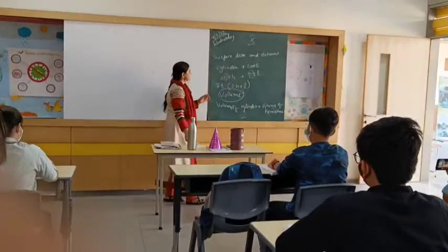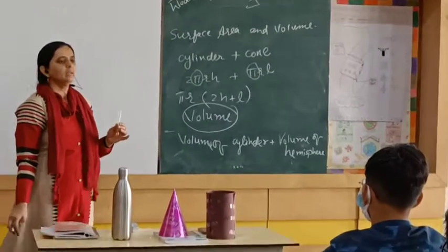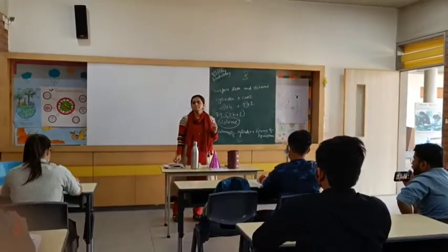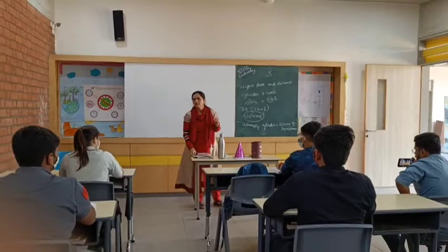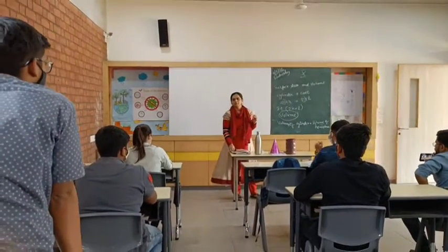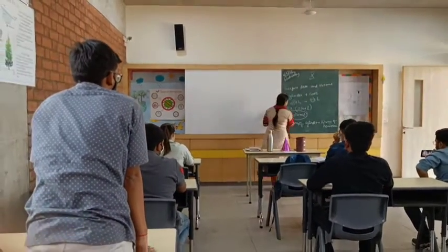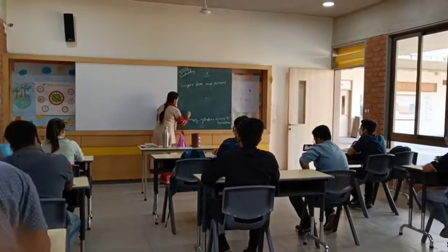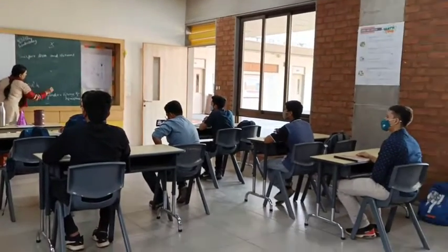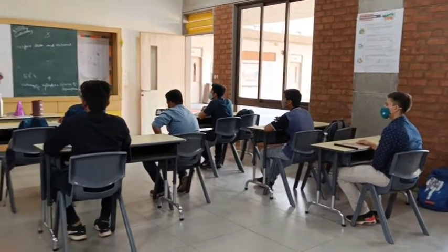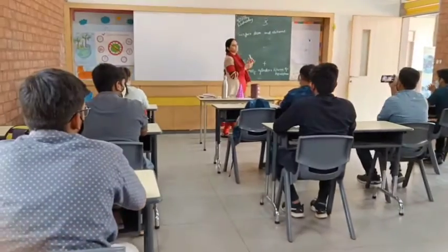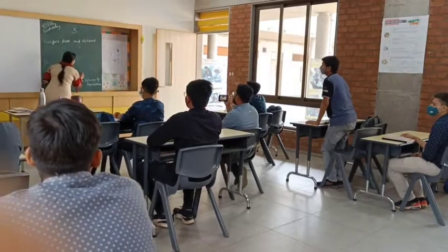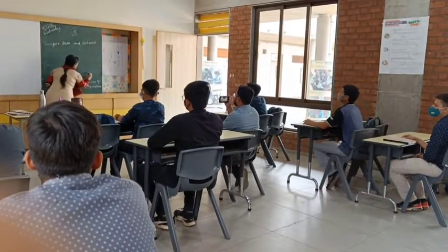Let's recall what is the volume of a cylinder. The volume of cylinder is pi r square h, as h is the vertical height. Now, Rushil will tell what is the volume of hemisphere. It is 2 by 3 pi r cube.